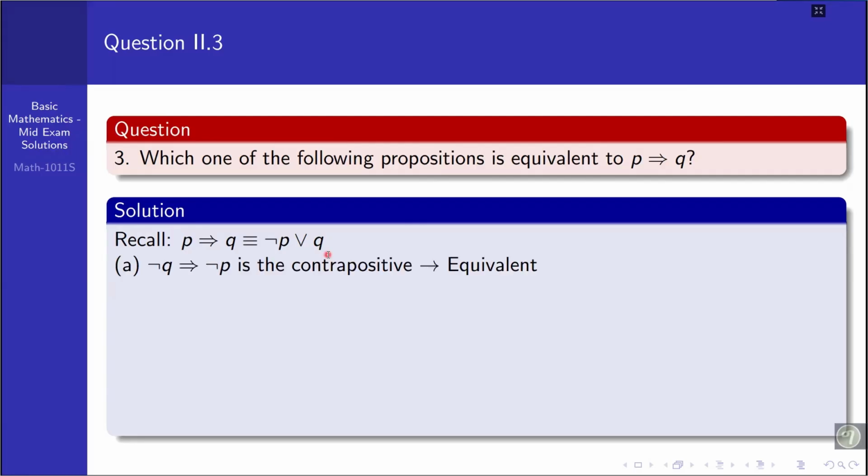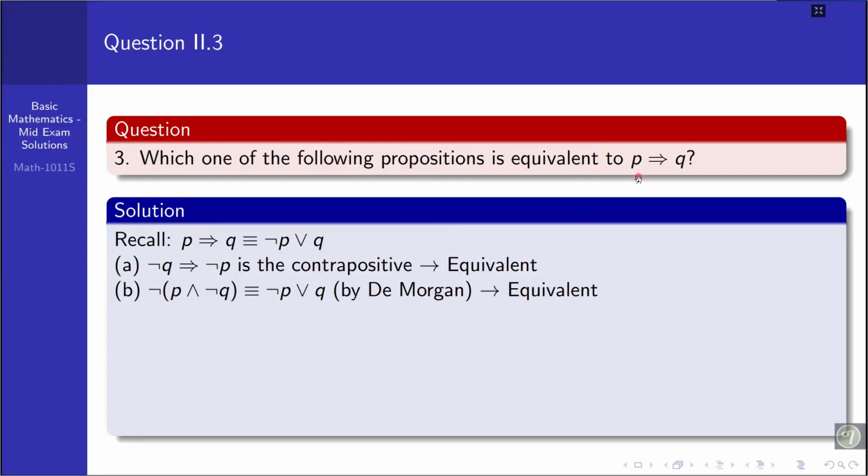So in the first case, that's simply A. The alternative which we are given here is the negation of Q implies negation of P, which is directly the contrapositive of P implies Q. The contrapositive and the given logical implication are equivalent to each other, so negation of Q implies negation of P is equivalent to P implies Q.